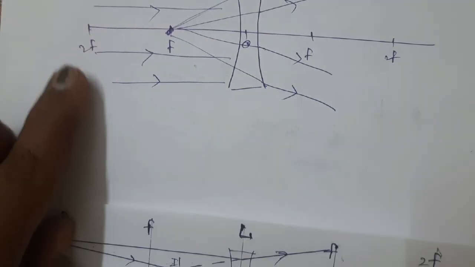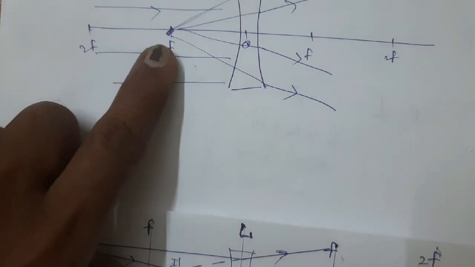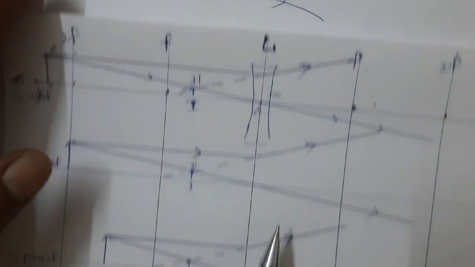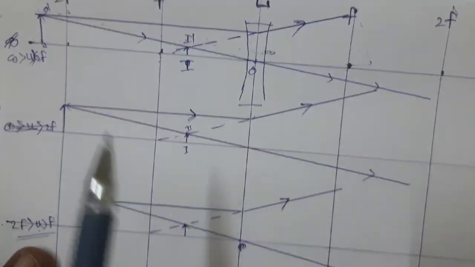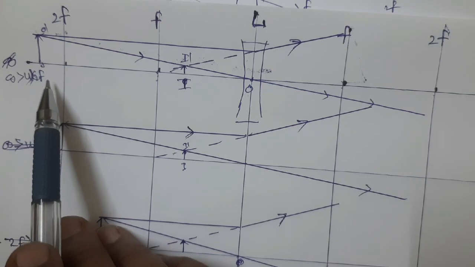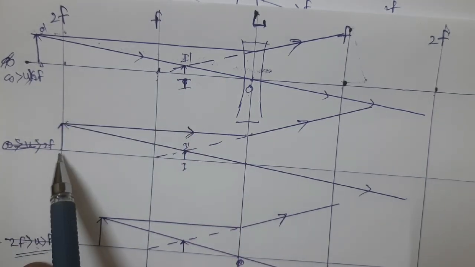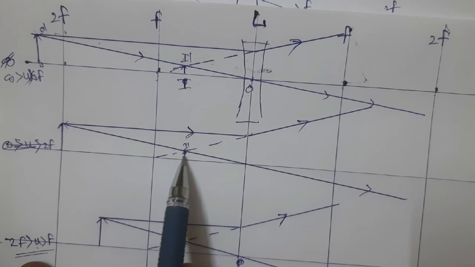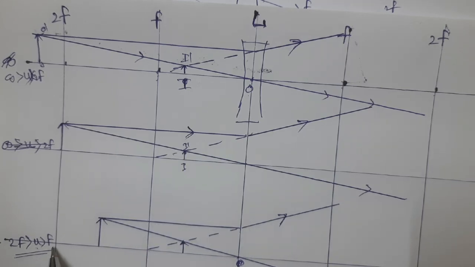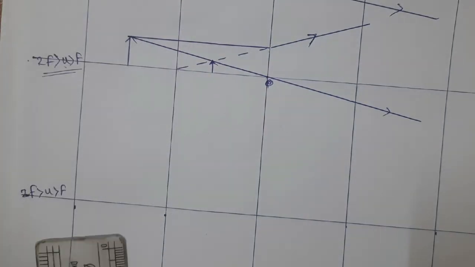If the object is at infinity, the image is at the focus. If the object is slightly ahead near to 2f, the image has displaced slightly. If the object is at 2f, there is a slight change in position of the image. If the object is in between 2f and f, it is moved further. Now we will discuss this again.